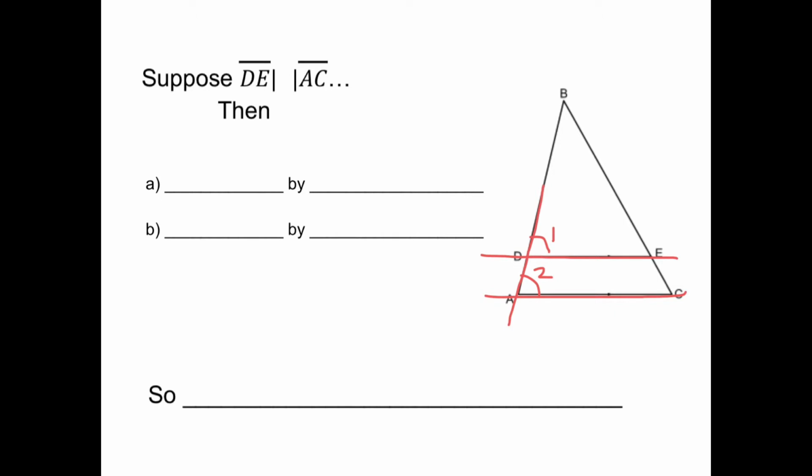They should be familiar, and the reason I'm doing this is because angle 1 is going to be congruent to angle 2 by corresponding angles. Again, that goes back to the lesson in a previous chapter about parallel lines being cut by a transversal. Those corresponding angles are congruent.